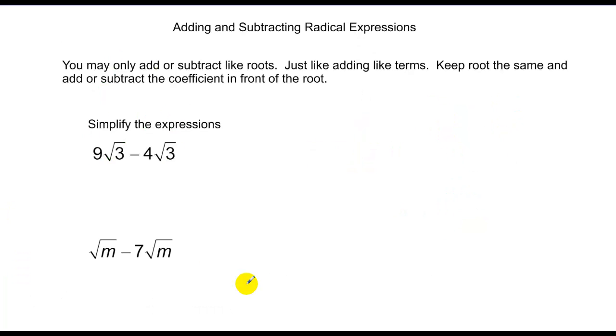Finally, adding and subtracting. You can only add and subtract like roots, just like like terms. You keep the same root, just like you would keep the same variable, and add the coefficients out in front. So in this case I have like roots of root 3. 9 minus 4 is 5 root 3. In this case, I have an unwritten 1 right out in front of the radical here, so this is 1 minus 7, which is negative 6 root m. And I could only do that because I had like roots.